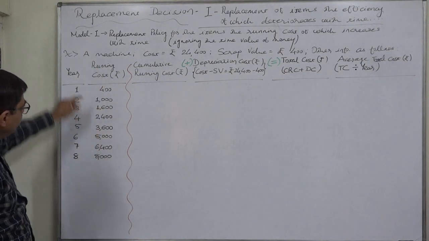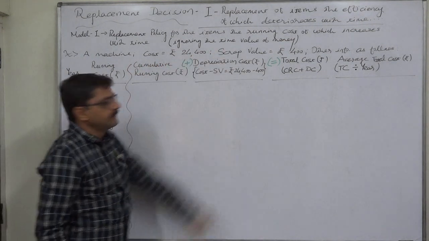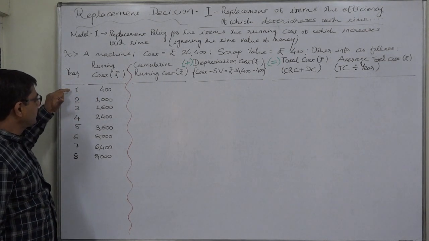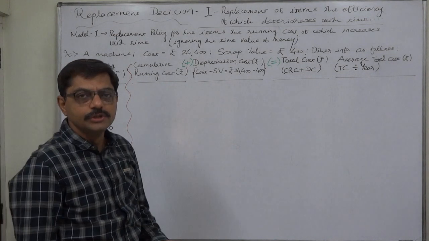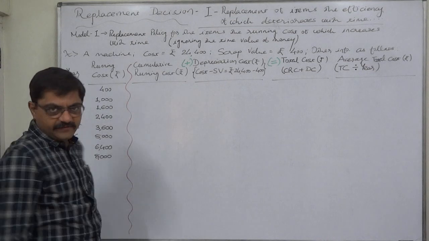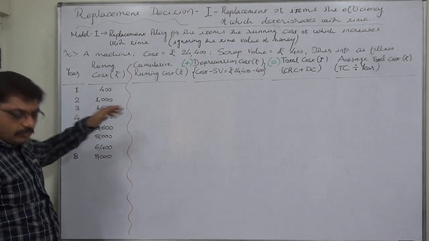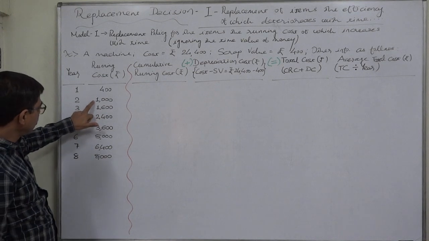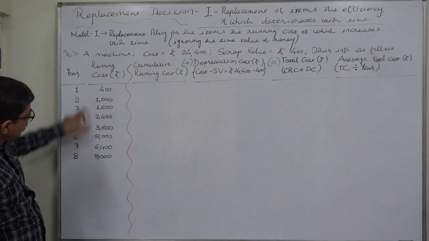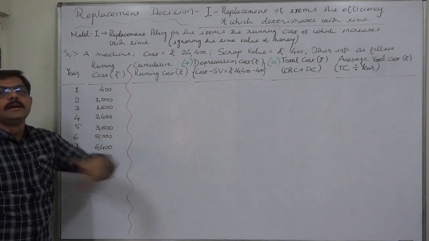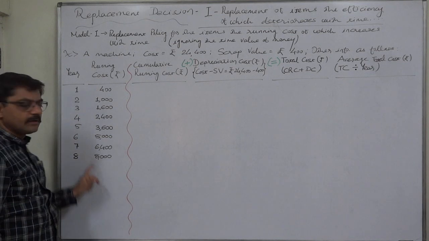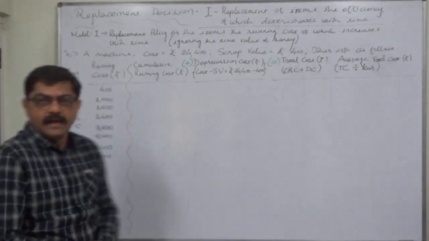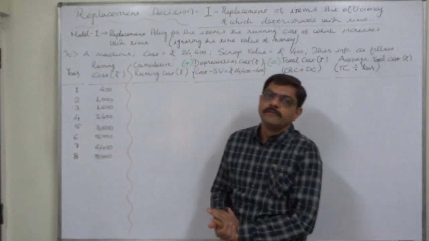But another important thing is running cost, which increases with passing of time. In this case, the running cost of the machine for the first year is only rupees 400, because the machine is new. It is on the peak of its efficiency. So there will be very low running and maintenance cost in the very first year. In the second year, it increases, goes to 1000. And see, with passing of time, the running cost increases a number of times from 400 in the first year to 8000 in the 8th year. So with time, the running cost increases. Now, how to determine a specific period at the end of which we should replace this asset?